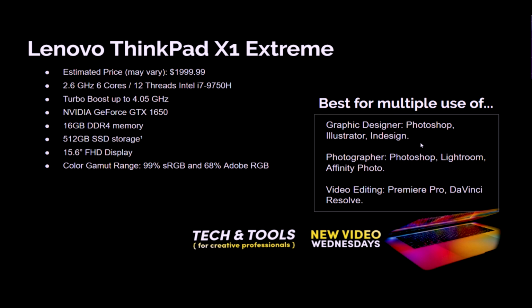It comes with the GTX 1650 graphics processing unit, 16 gigs of RAM, 512 gigs of solid state hard drive, and a 15-inch color accurate screen at 99% sRGB and 68% Adobe RGB. Really solid laptop. It comes in a little bit more expensive than even the Razer Blade and the Dell XPS, at around $1,900, basically $2,000. But for the exact pricing, of course, you can check the description below.